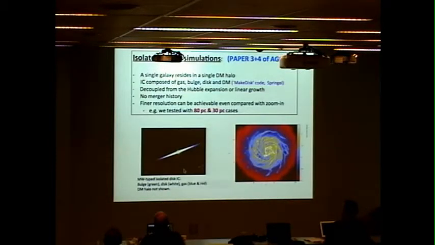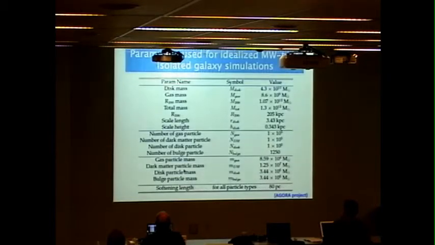So first, isolated galaxy simulations. This is in the spirit of paper 3 and paper 4 of AGORA. We have been doing this using the exact AGORA initial conditions that have been provided by the collaboration. So this is the initial condition of a Milky Way type galaxy, and this is the outcome of it. And we're doing this with 80 pc and 30 pc resolution. And these are the parameters for this disk initial condition. All these runs are done with the softening length of 80 pc, standard disk simulation.